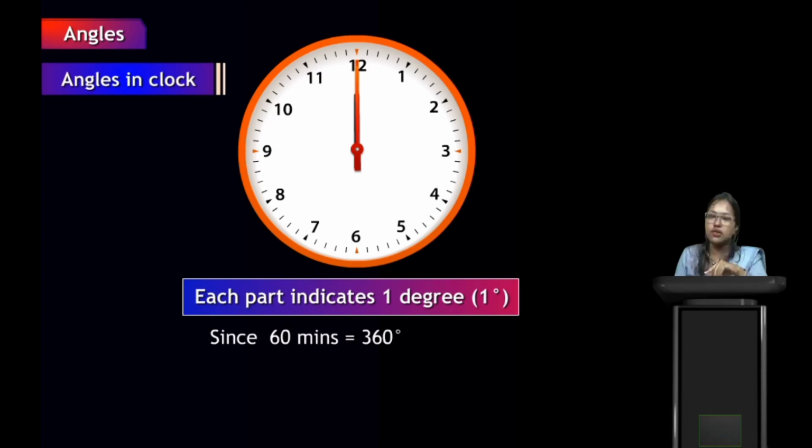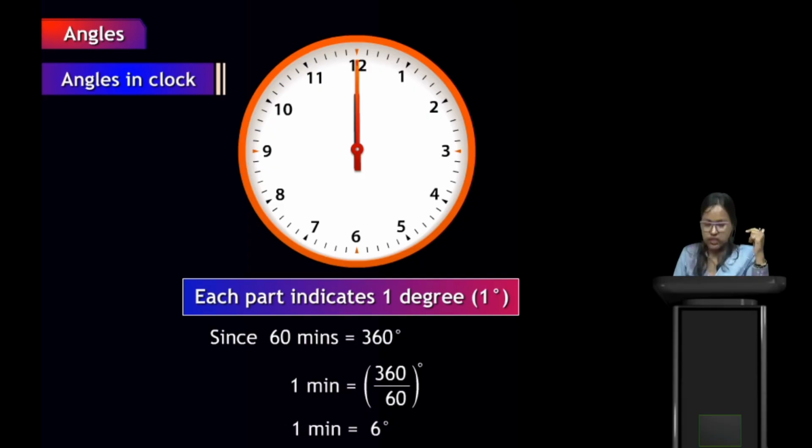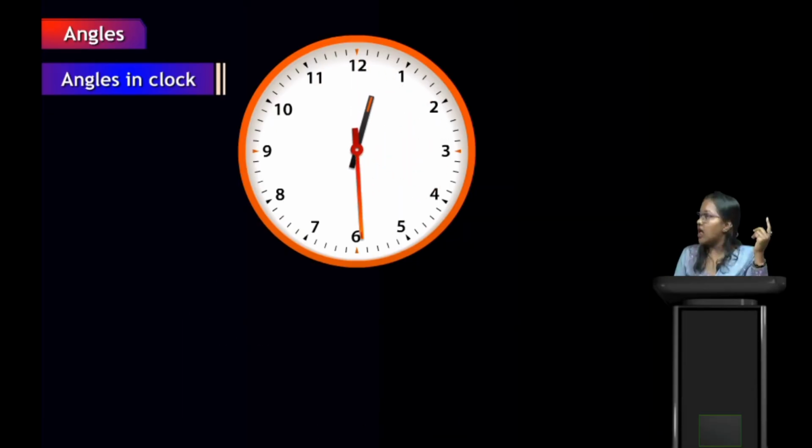Since 60 minutes equals 360 degrees for the minute hand. If I talk about the minute hand, 60 minutes means it will give a full round. The minute hand gives a full round, that means total 360 degrees will come. So 1 minute means what? How many degrees will the minute hand cover in 1 minute? The answer is 360 by 60 degrees. If you simplify, 1 minute equals 6 degrees. Okay, so 6 degrees is the answer.